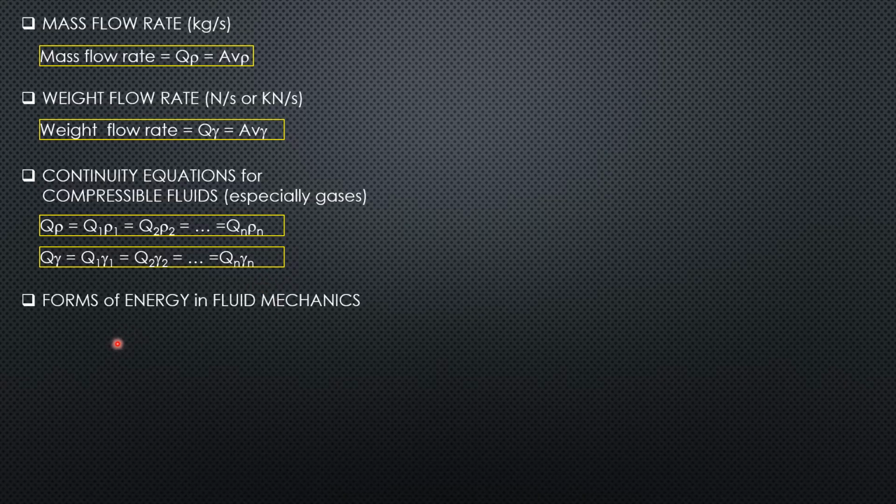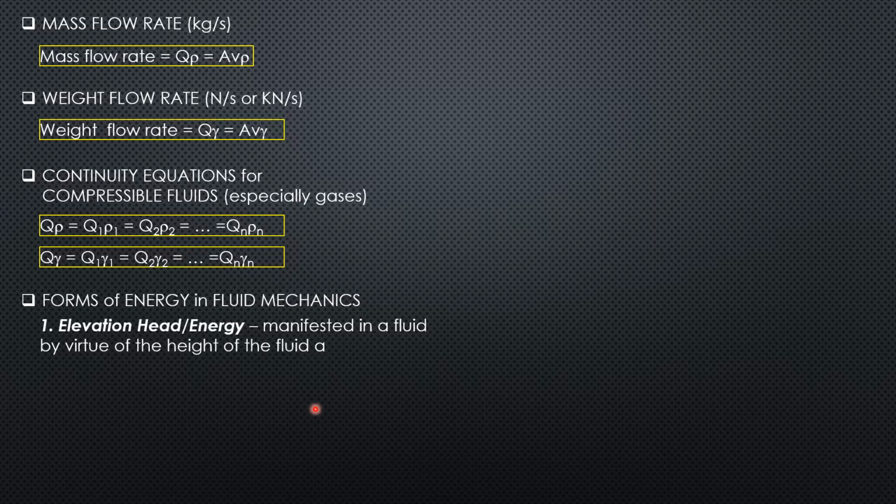Then let's proceed to the forms of energy in fluid mechanics. One is the elevation energy or elevation head. This is manifested in a fluid by virtue of the height of the fluid above some arbitrary datum. So the datum line is arbitrary. You can select it. You can move it. You have the control of the datum line.